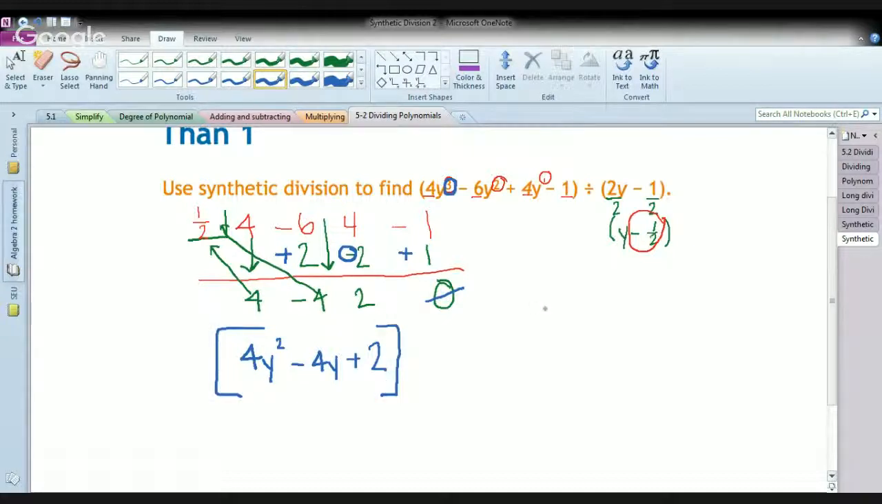So we just covered dividing by a monomial using long division and synthetic division.